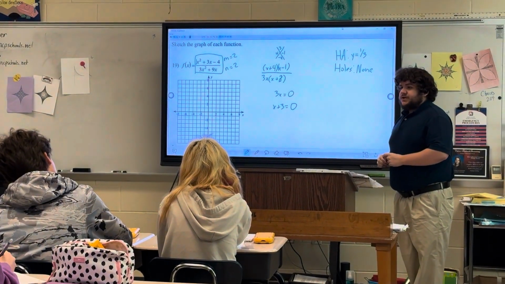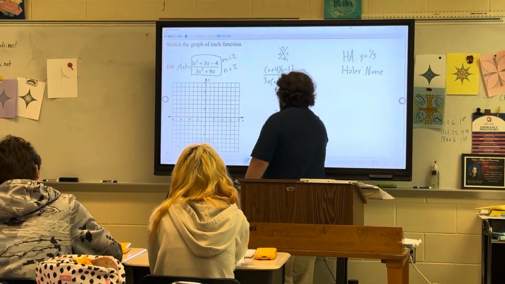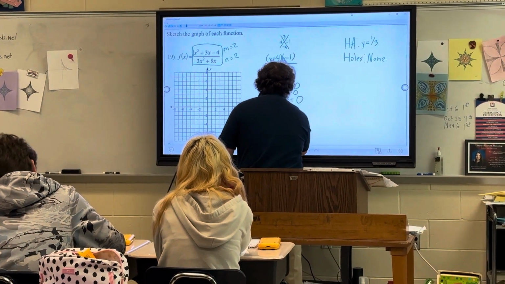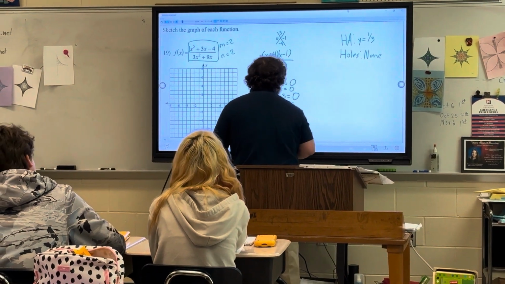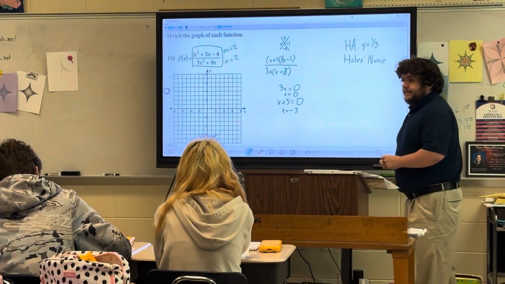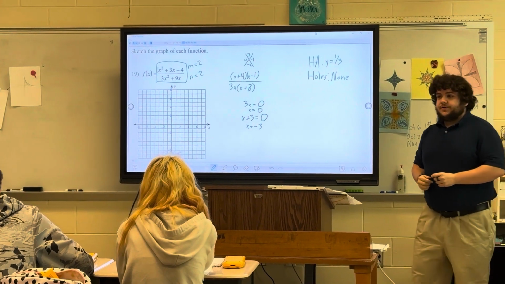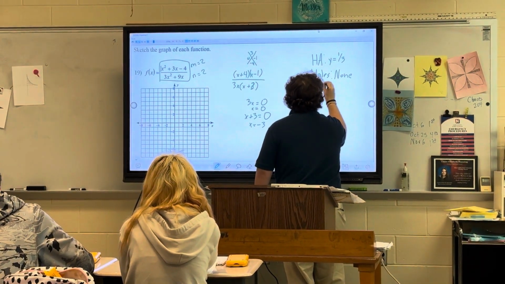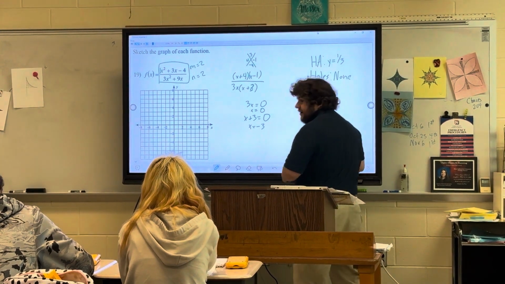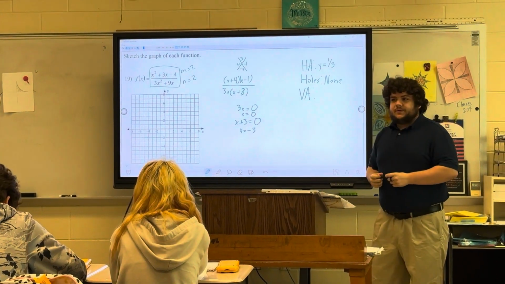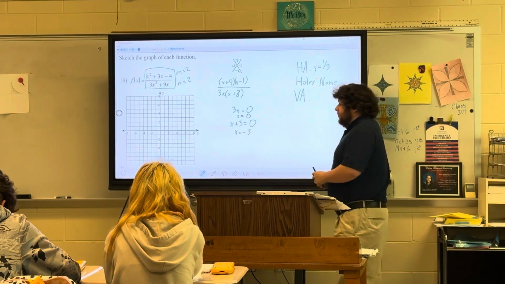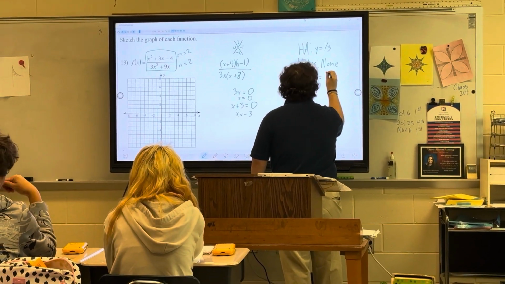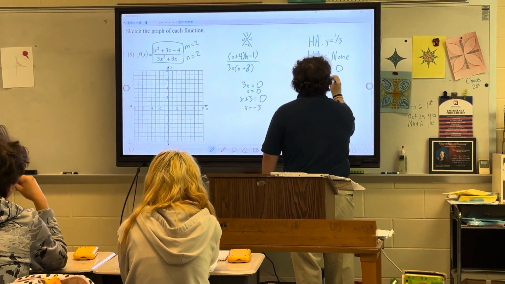All right, so we solve each of these. Here we just get x is equal to 0. And then here we'll get x is equal to -3. Okay? Those are both vertical asymptotes. The reason for that is because they did not cancel. If they do not cancel, your denominator is a vertical asymptote. If it does cancel, it is a hole. So we have a vertical asymptote at x equal to 0, and another one at x is equal to -3.